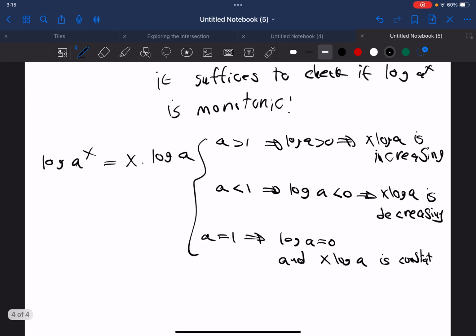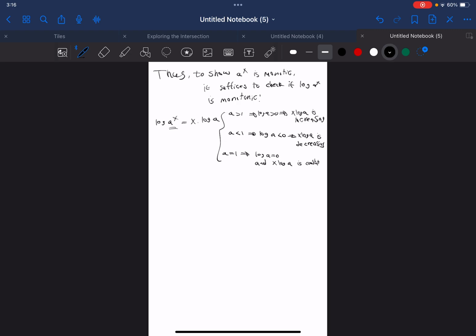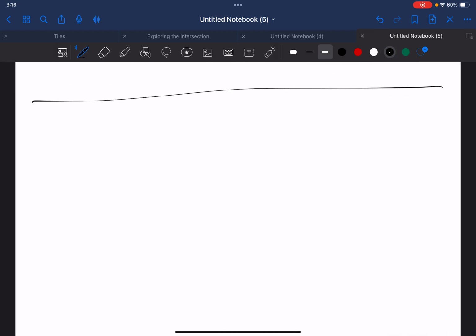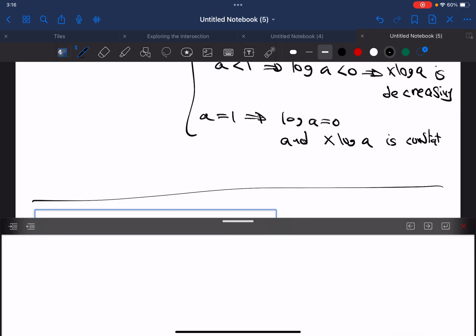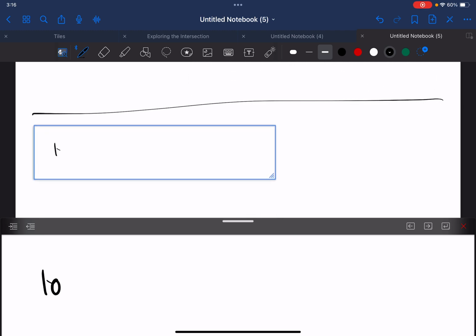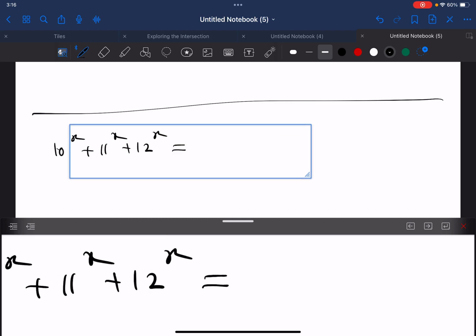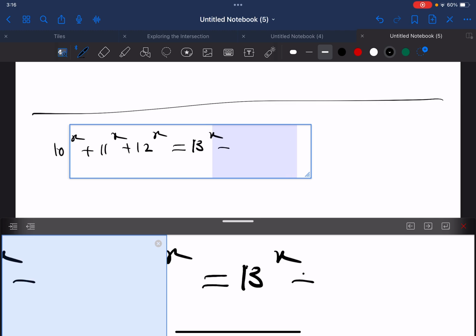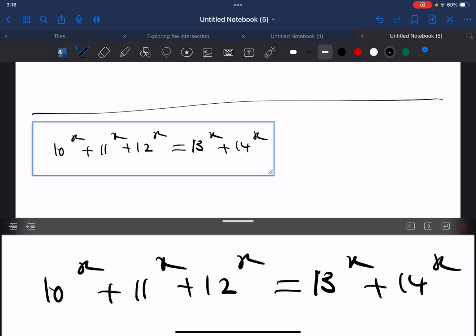Okay, we showed that log a to the power x is a monotonic function. If a is larger than 1, then this is increasing. If a is less than 1, it's decreasing, and if a is equal to 1, it's a constant function. Okay, now let's go back to the original problem. The problem we had was 10 to the power x plus 11 to the power x plus 12 to the power x is equal to 13 to the power x plus 14 to the power x. Based on the fact that we just showed, both sides are increasing, right?